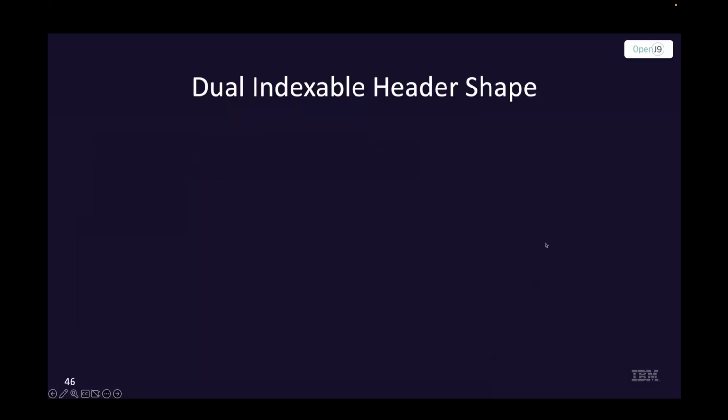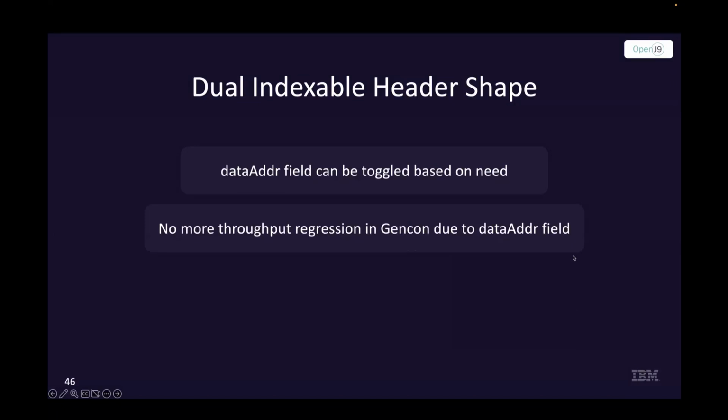So as I previously mentioned, data address field was enabled by default for all GC policies, regardless of if the GC policy in use would benefit from it or not. With dual indexable header shape, we are able to toggle the field based on need, meaning if the GC policy stands to benefit. So for example, for balanced, we would toggle it on. And if it doesn't, then we will just leave it off. This check happens right before JIT is initialized, so GC does some runtime checks to determine this. This allows us to recover all the performance that we lost when we had initially enabled data address field by default. So the result was no more throughput regression in GenCon due to data address field.